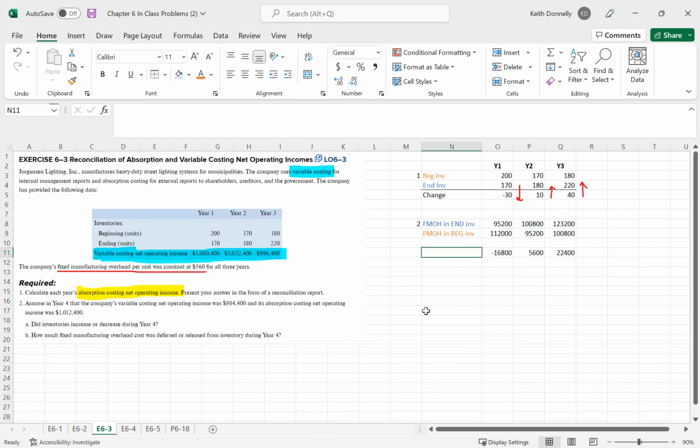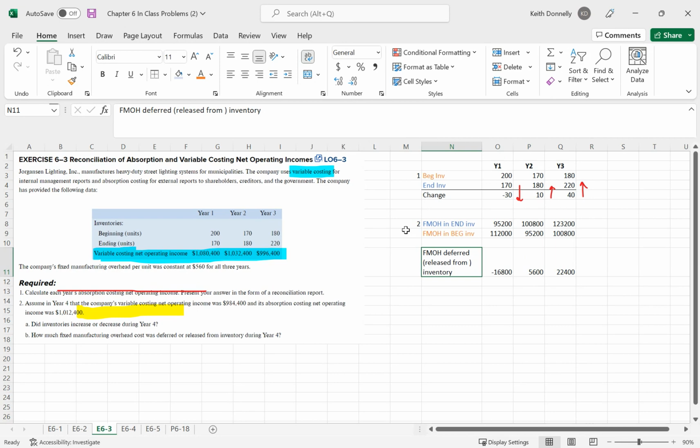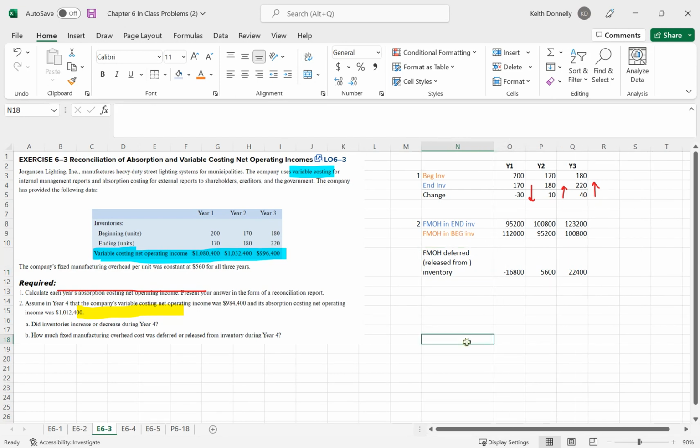So here's the idea. What this represents is the fixed manufacturing overhead. If it's positive, it was deferred in our inventory, or if it was negative, it was released from inventory. So let me break that out here.